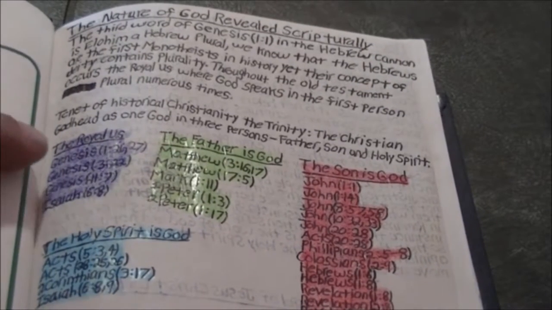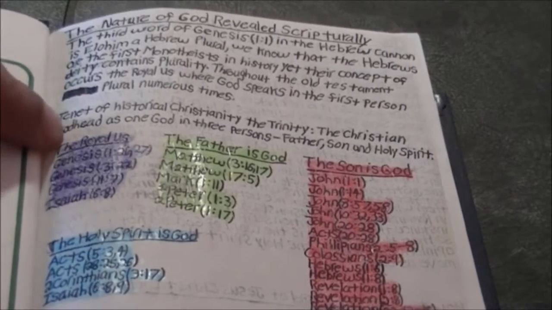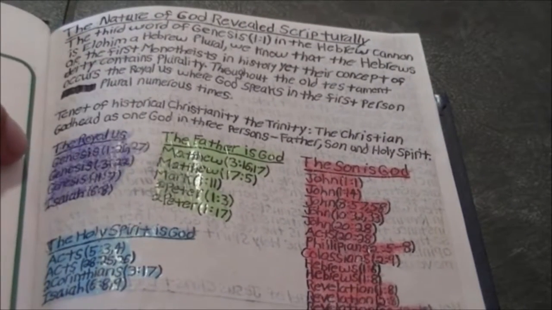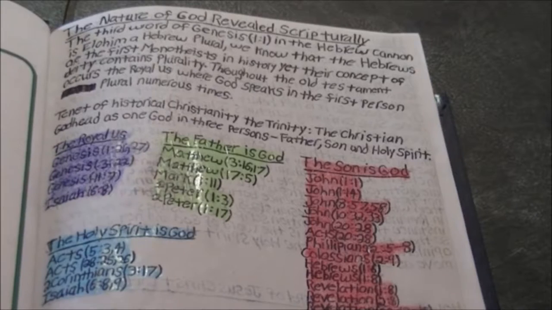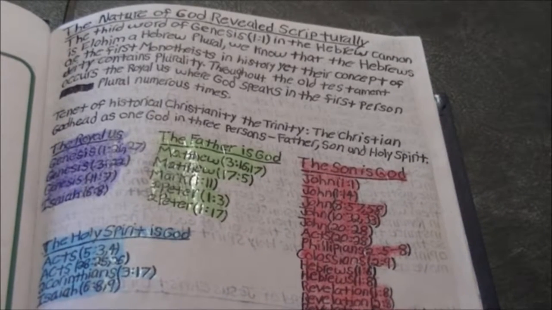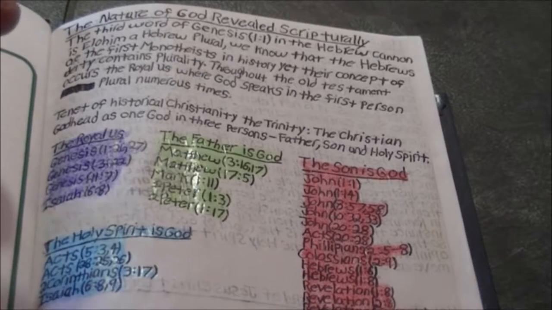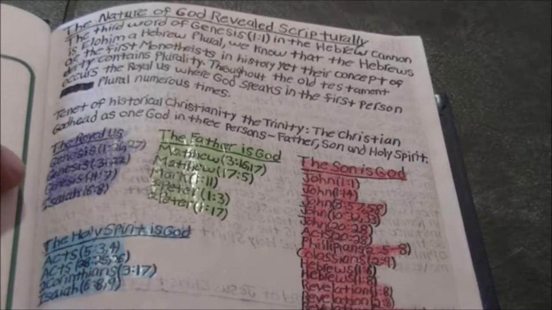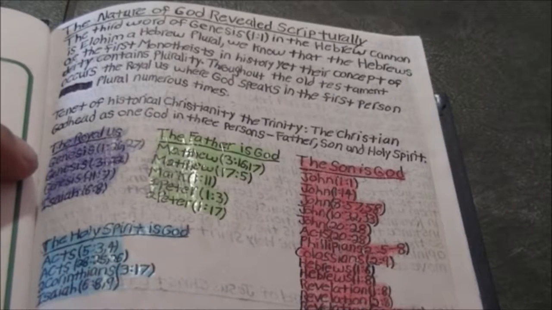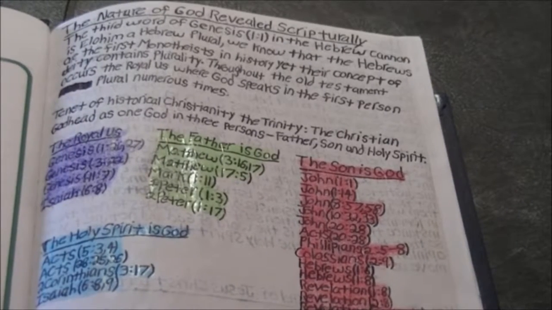And then here, like for instance here, you can see the royal us. I just wrote the words the royal us, and then I put an underline. I underlined it, and then I wrote the scriptures under it where the royal us occurs in the Old Testament. And then I colored these or highlighted them in purple. Now I use some wax-like crayon things from Walmart that are similar to a type of highlighter that is a wax kind that doesn't bleed through the pages, and works very well.